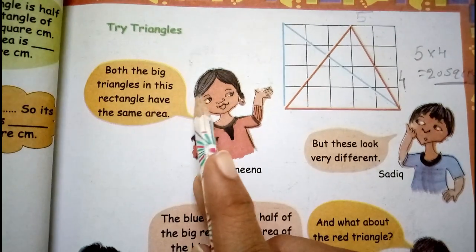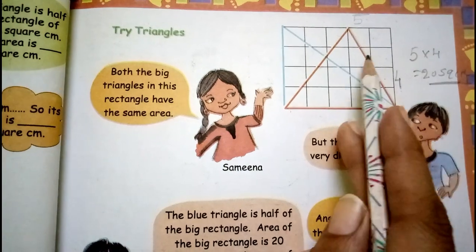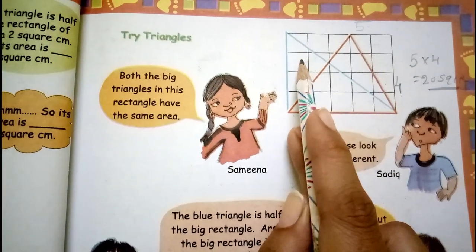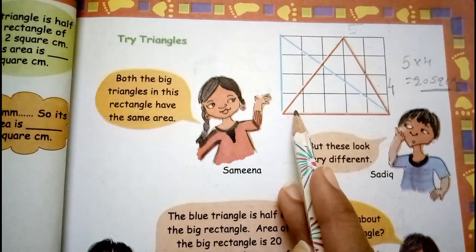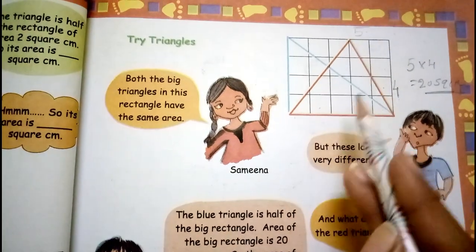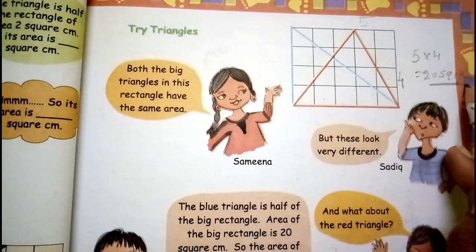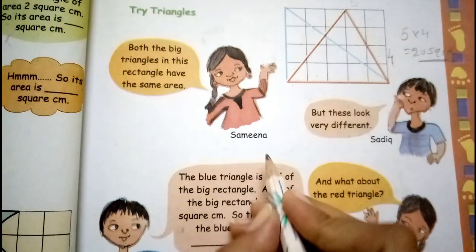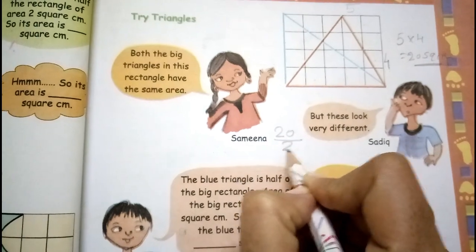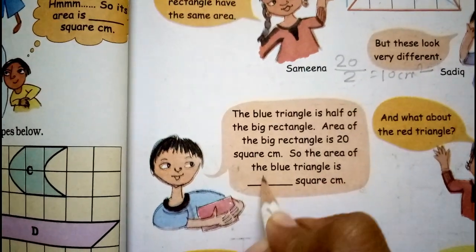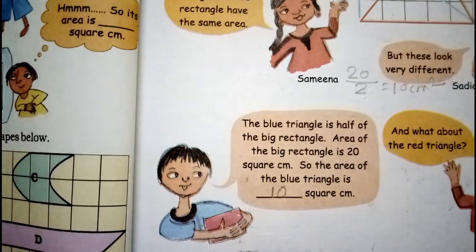Now what is given here? Both the triangles have equal area. And here they are telling the blue triangle is half of the main rectangle. Blue triangle is half of the main rectangle. What is the area of the main rectangle? Yes, it is 20 square centimeter. And half of 20, it is 10 square centimeter. So, the area of the blue triangle is 10 square centimeter.